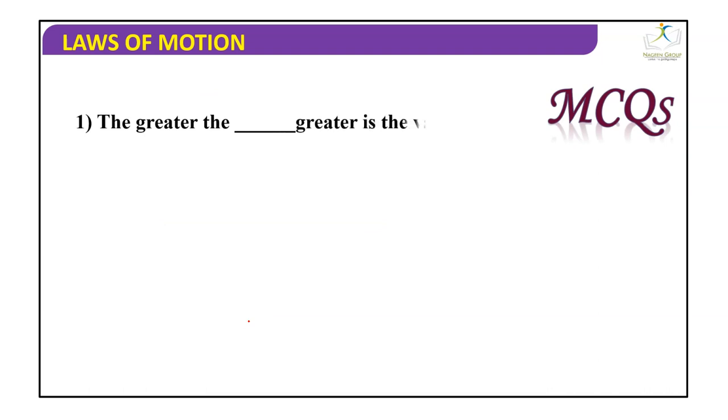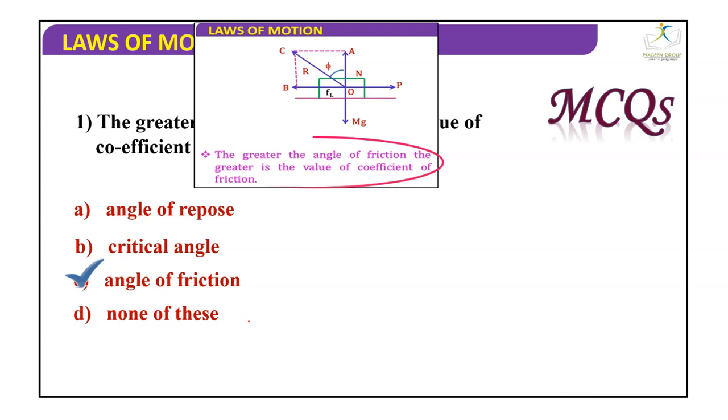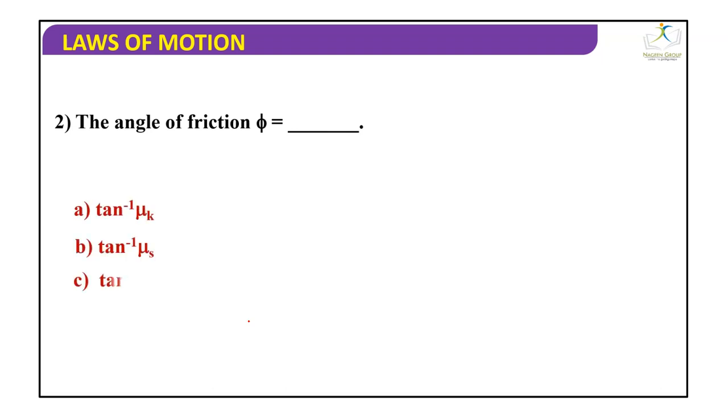Now move on to some multiple choice questions. The greater the dash, the greater is the value of coefficient of friction. Angle of repose, critical angle, angle of friction, none of these. The correct answer is angle of friction. Second, the angle of friction phi is equal to tan inverse mu k, tan inverse mu s, tan inverse mu r, sin inverse mu s. The correct answer is tan inverse mu s.